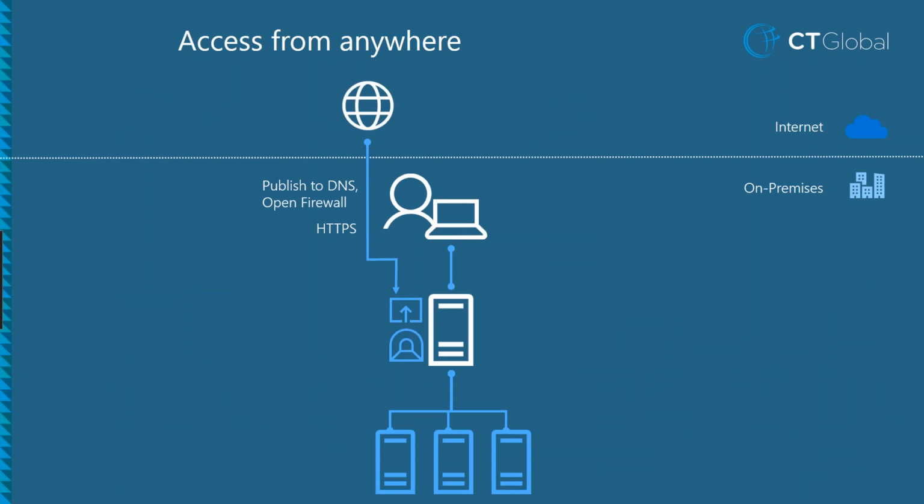You can also access it from anywhere. You can publish to a DNS and open the firewall for HTTPS. You can also use a reverse proxy to access it, or use the new features in Azure with the web application proxy that connects to your environment and use Azure authentication to log into it.